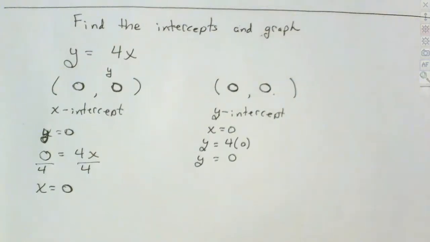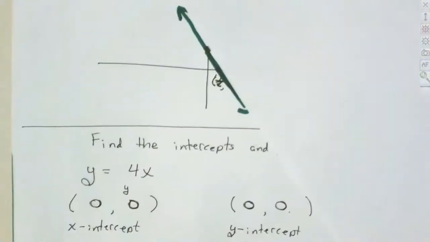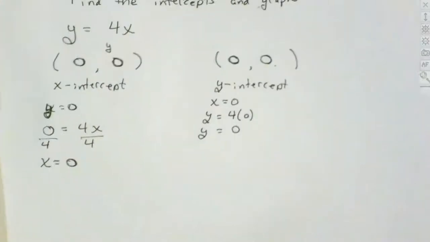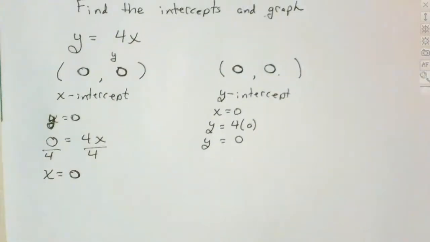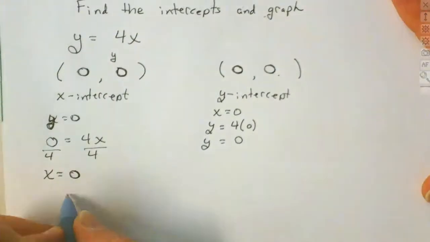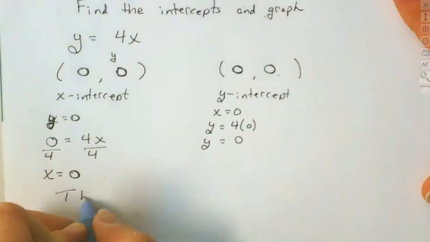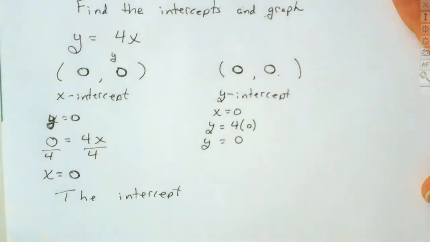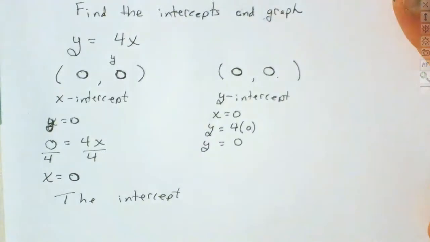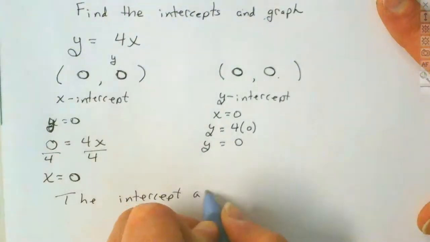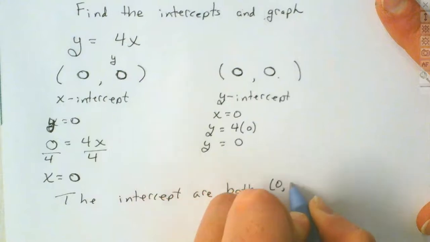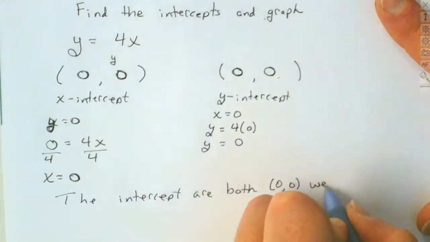Now, can I use a ruler to connect a line with only one point? No. I need 2 points, right? Because I need to be able to have 2 points like this one, where I can connect them together and make a line. I only have 1 point. The intercepts are the same, so I need another point. Whenever it comes out to be double zero, this is what you're going to have to do. The intercepts are both 0, 0. We need another point.